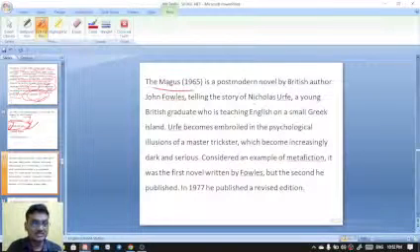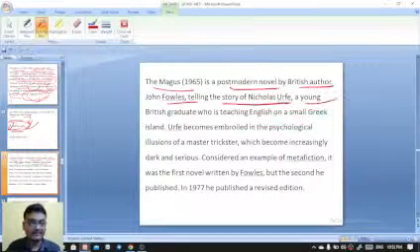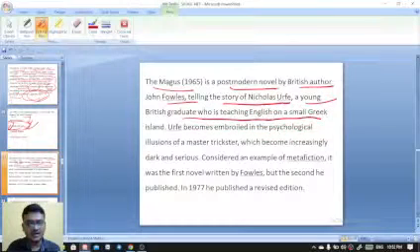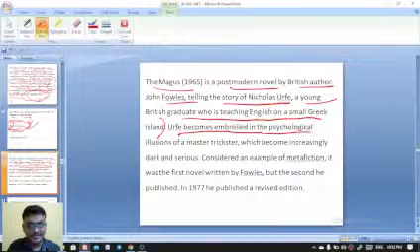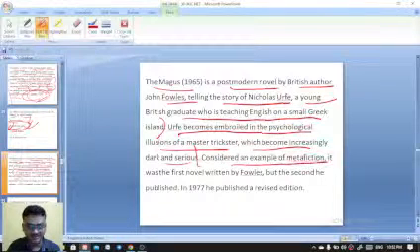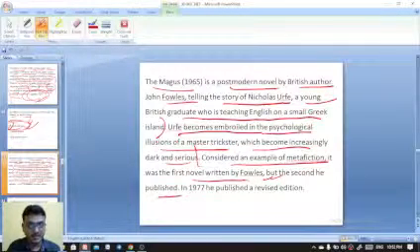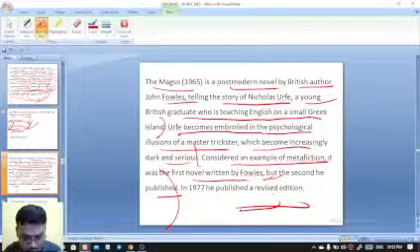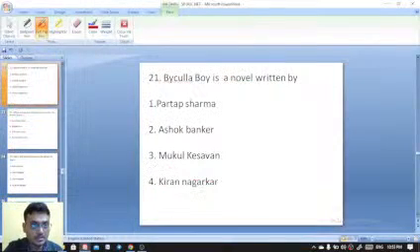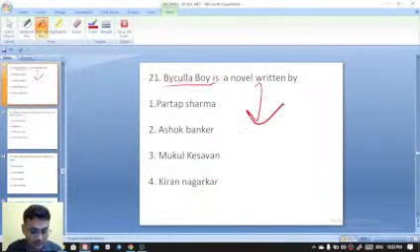The Magus, 1965, is a postmodern novel by the British author John Fowles telling the story of Nicholas Urfe, a young British graduate who is teaching English on a small Greek island. Urfe becomes embroiled in the psychological illusions of a master trickster, which become increasingly dark and serious. It is considered an example of metafiction. This is metafiction. It is the first novel written by Fowles, but the second he published. So, Bipolar Boy is a novel written by whom?